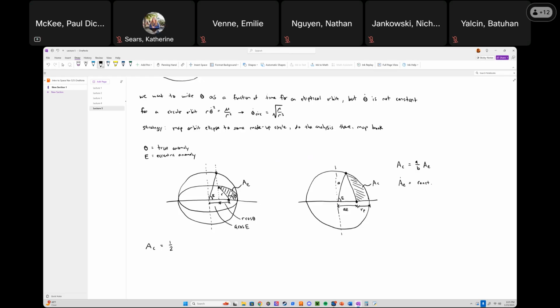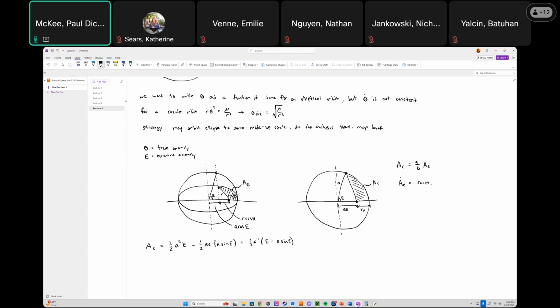Okay, yes. 1/2 A squared E is the area of the wedge, and then the triangle is 1/2 base times height, which is 1/2 times A E multiplied by A sine E. So where A E is this base, and then the height is A sine E. And this gives us 1/2 A squared (E minus E sine E).